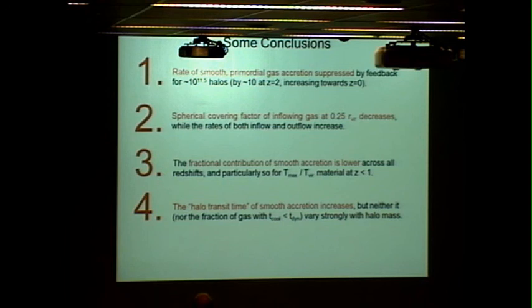And the halo transit time, or the halo traversal time for smoothly accreting gas, increases when you have the feedback, but neither it nor the fraction of gas with short cooling times vary strongly with halo mass. And this implies, again, that we don't see strong evidence for a critical halo mass in this range, at least in these 2 quantities that I've measured. Thank you.